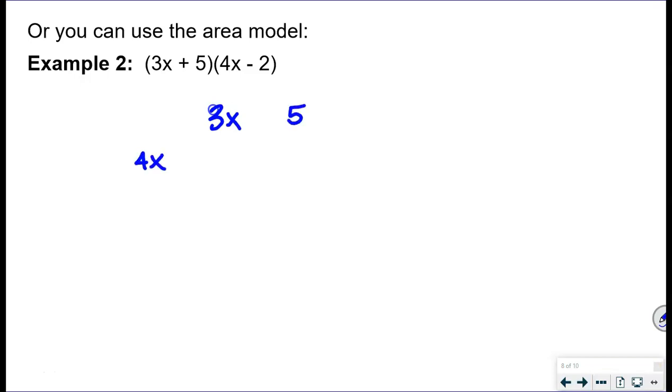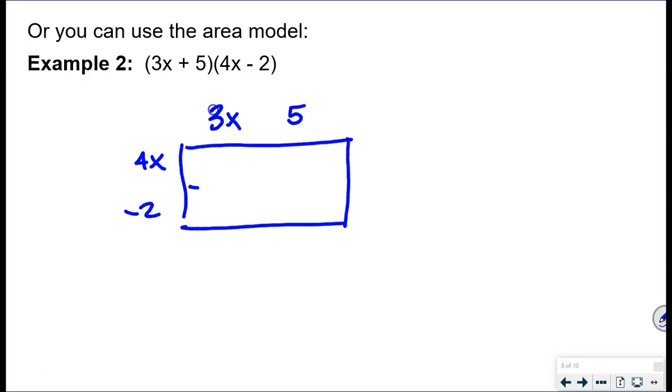So then we got 4x and a minus 2. Okay, so we're going to basically do it like this, okay? So 4x times 3x, that's 12x squared. 5 times 4, that's 20x. 3x times -2, that's -6x. 5 times -2, that's -10.